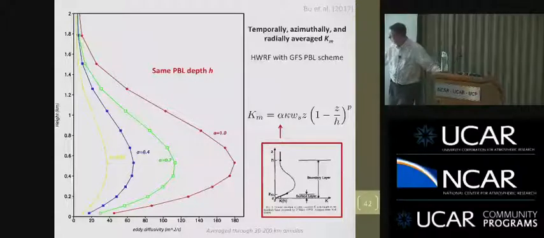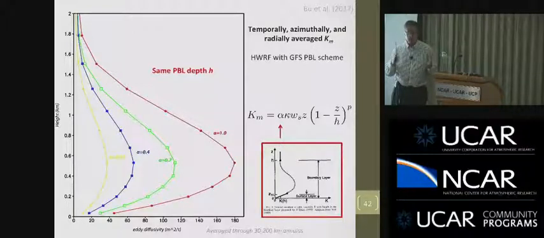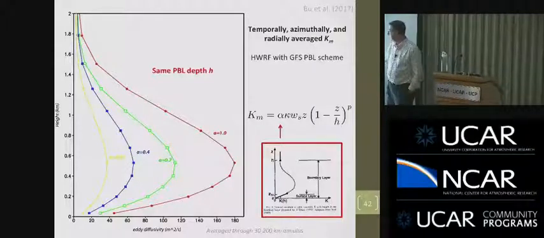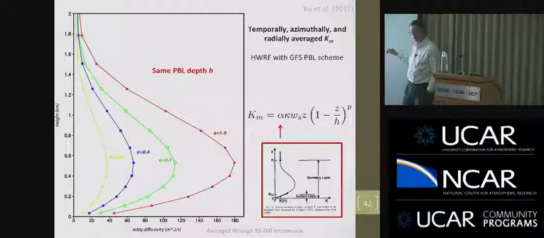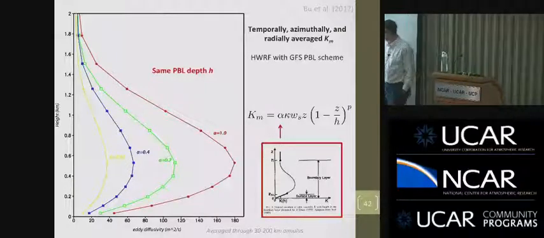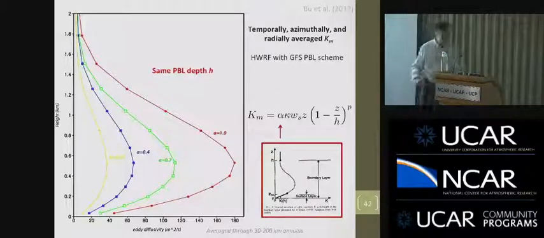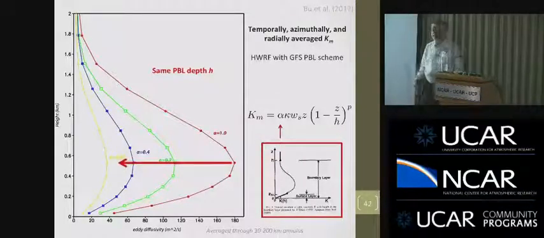The horizontal axis here is eddy mixing. The vertical axis is height up to 2 kilometers. What I'm doing here is showing you profiles of eddy mixing averaged over a certain annulus and with various values of alpha. So we can see that if we stick alpha in this particular equation, it's going to do its job of reducing the eddy mixing, so that as I make alpha smaller, the mixing gets smaller.